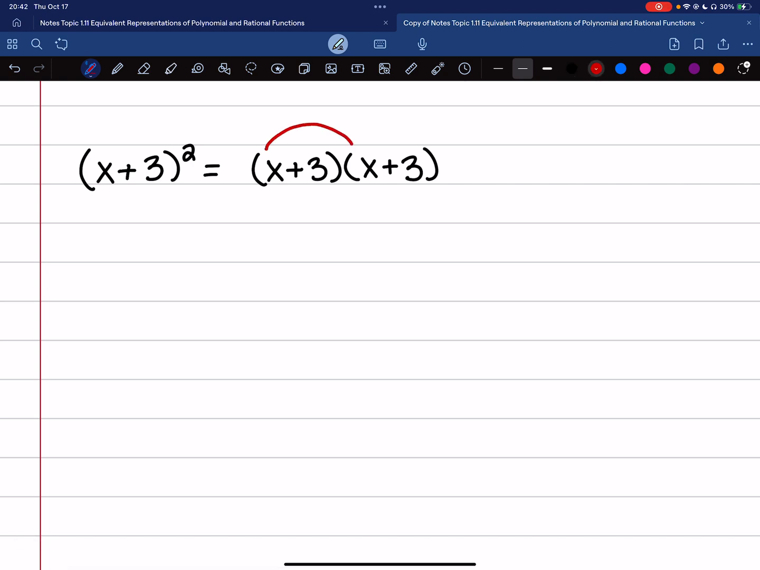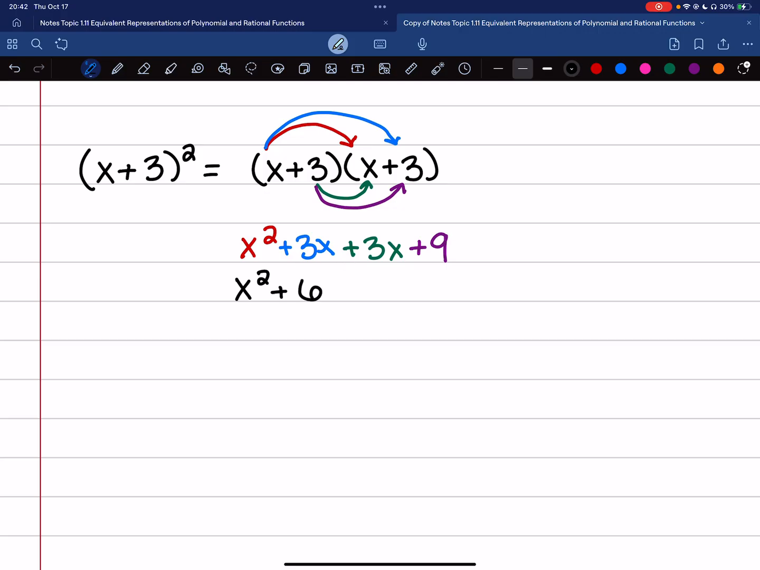That would be first times first, so x times x, which is x squared, x times 3, which is 3x, and I'm going to go ahead and scoot this down so I have some space. Then I'm going to do 3 times x. That gives me a 3x. And then last but not least, I have 3 times 3, which gives us 9. So from here, I can combine my like terms. I have x squared plus 3x plus 3x is 6x plus 9. So this right here represents the fully expanded binomial.